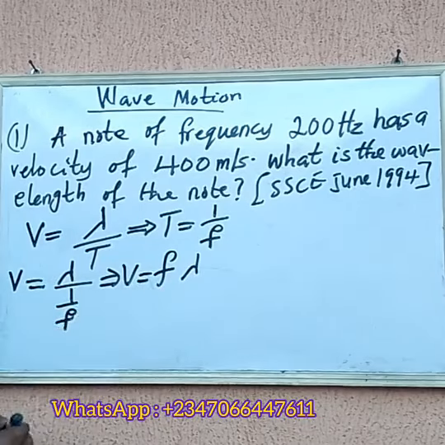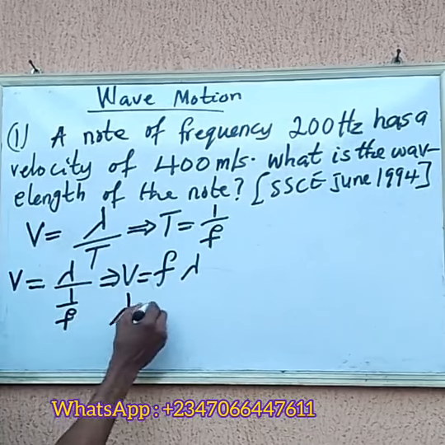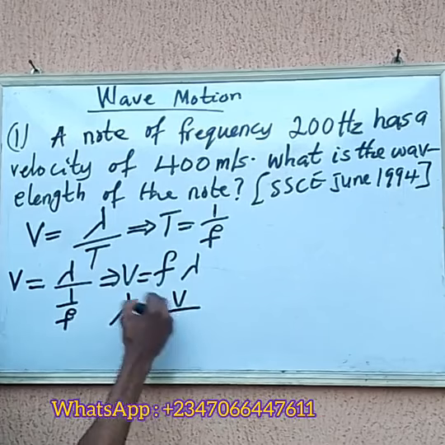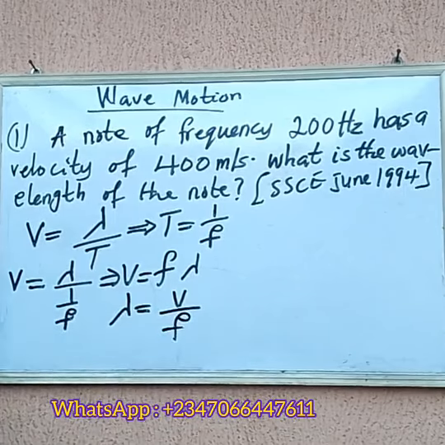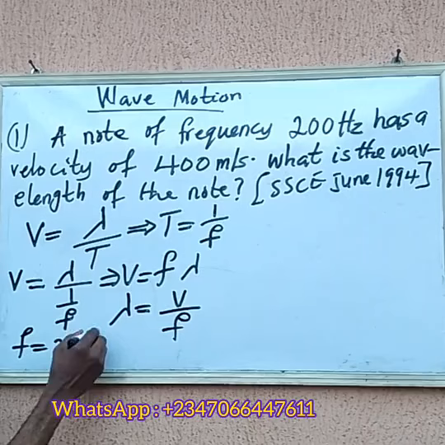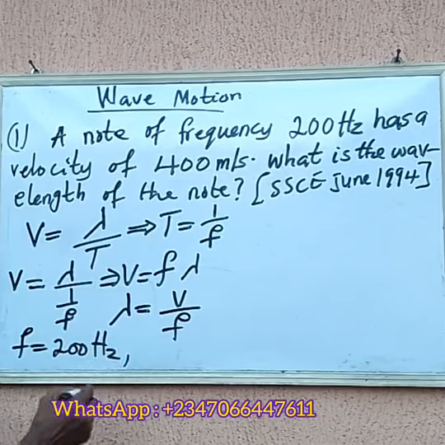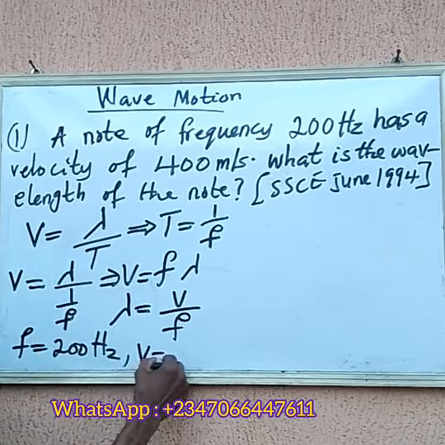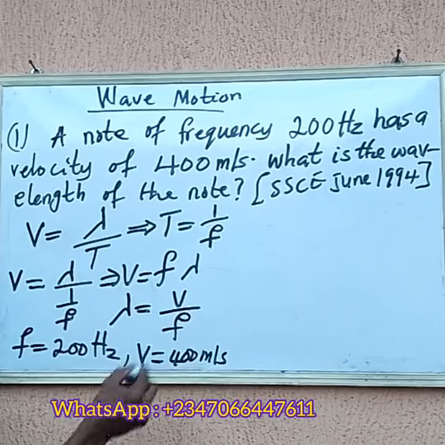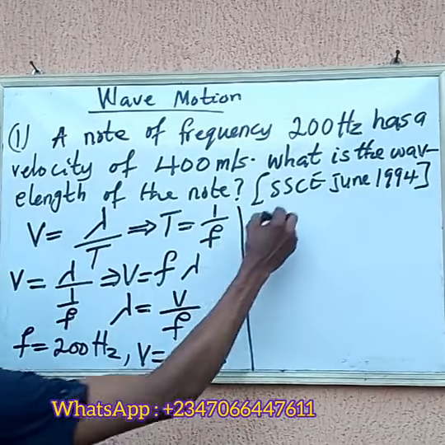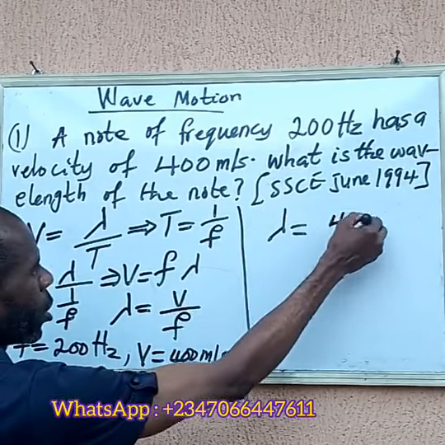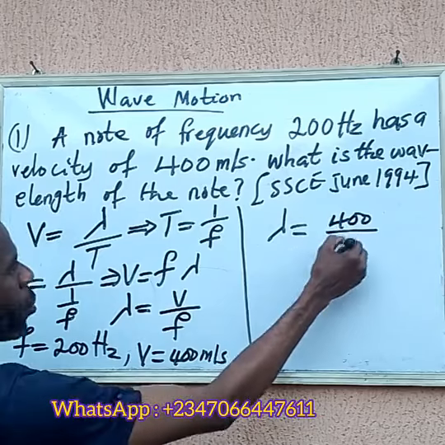Here we can make the wavelength the subject of the formula. The wavelength, lambda, becomes velocity all over the frequency. Now we are given that the frequency F equals 200 hertz, and the velocity V is equal to 400 meters per second. So we just need to plug in those values. Then lambda becomes 400, which is the velocity, all over the frequency, 200.